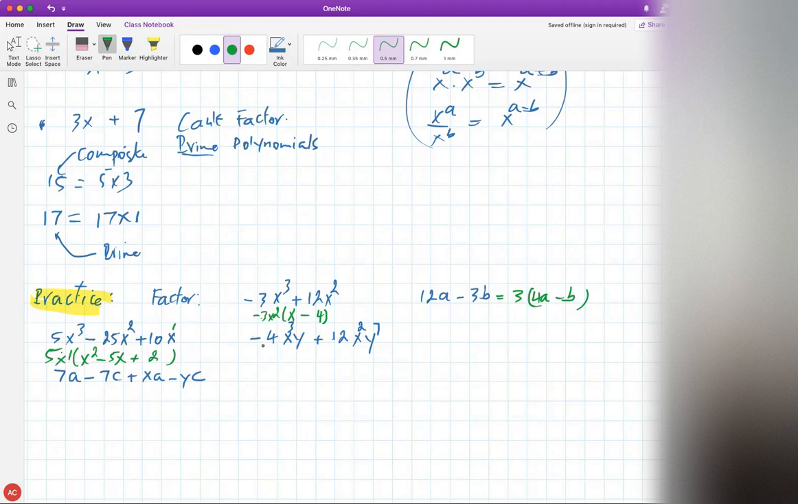This one here, we have a couple of variables. Well, what's the GCF here? Everybody, what is the common factor? 4x2y. You can use negative 4, x2, and y, or it can be positive.